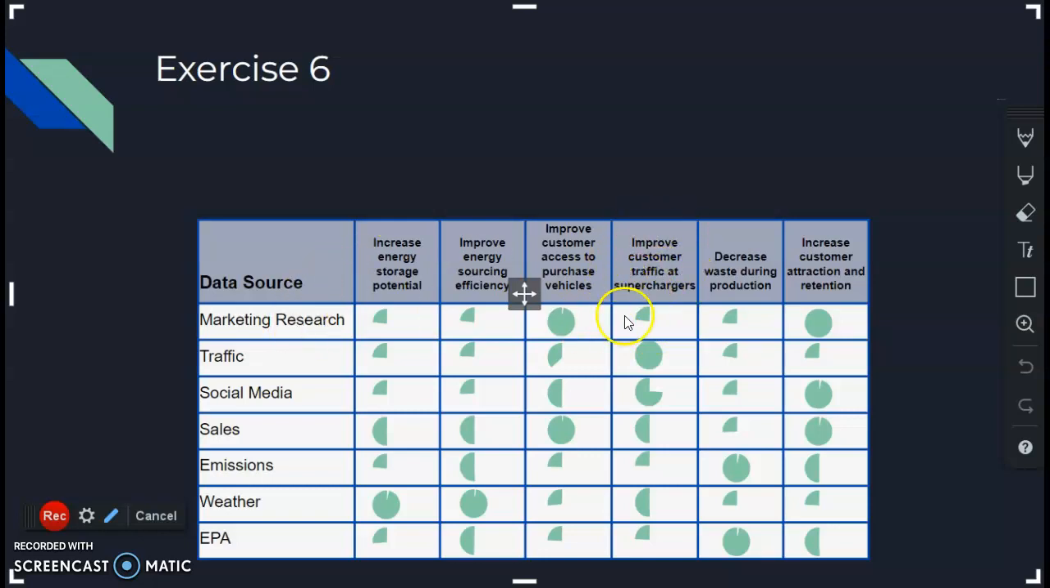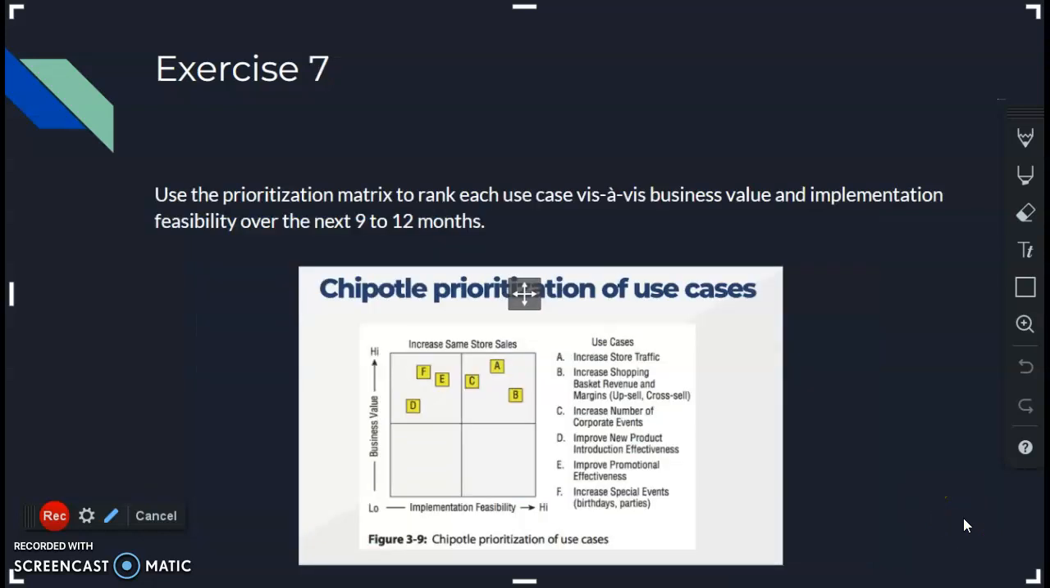So in marketing research, for example, conducting our marketing research will make it even more feasible to increase our customer attraction and retention by better understanding our customers. So as you can see, each of our data sources covers at least one of the use cases pretty thoroughly. So all of this data would be a great source if we could get our hands on all of it.